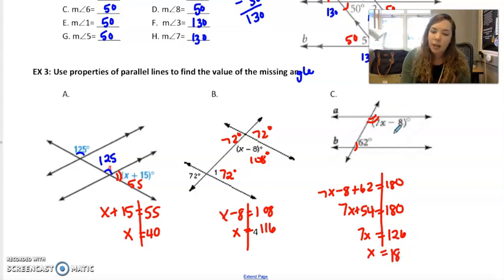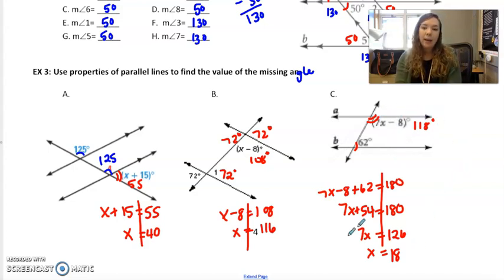And if I wanted this angle as a whole, I could do 180 minus 62, which is 118. So I could have also done 7x minus 8 equals 118 and found 18 that way as well.